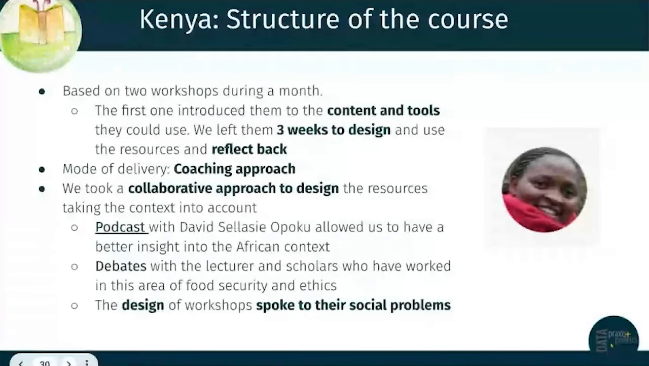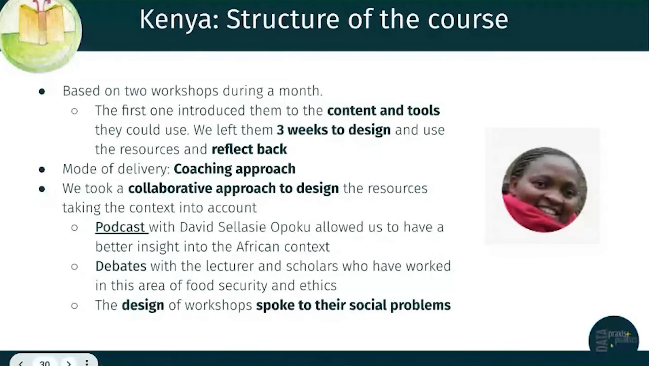And our Kenya chapter was run with Judith, who is in the picture, who is an open educator, and she is an advocate for open educational resources as well. And that was at the Tangaza University College in Nairobi. It was based on 2 workshops during a month. So the first one was introducing the content and the tools that they could use. Then we left them to use those and adjust them for their own needs. And then they would reflect back, and we used more of a coaching approach, just having a conversation, how it works, questions and answers. And we did co-design, as well as in Uruguay.